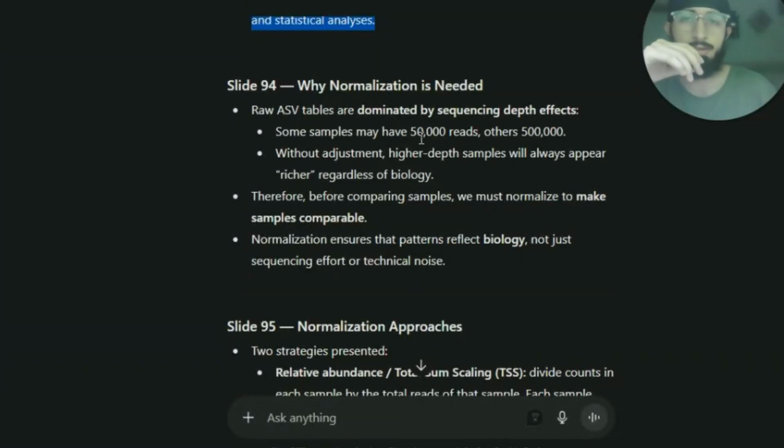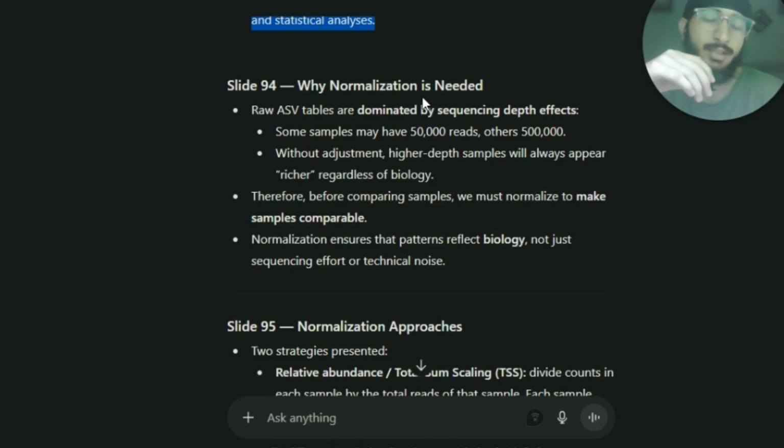Why is normalization needed? Raw ASV tables are dominated by sequencing depth effects. Some samples may have 50,000 reads, others 500,000. Without adjustment, higher depth samples will always appear richer regardless of biology. Therefore, before comparing samples, we must normalize to make samples comparable, right? Normalization ensures that patterns reflect biology, not just sequencing effort or technical noise.